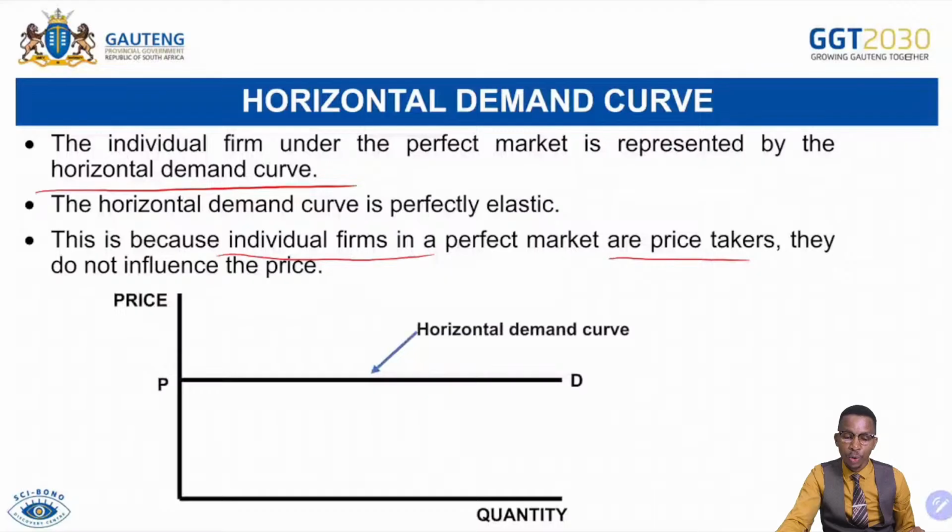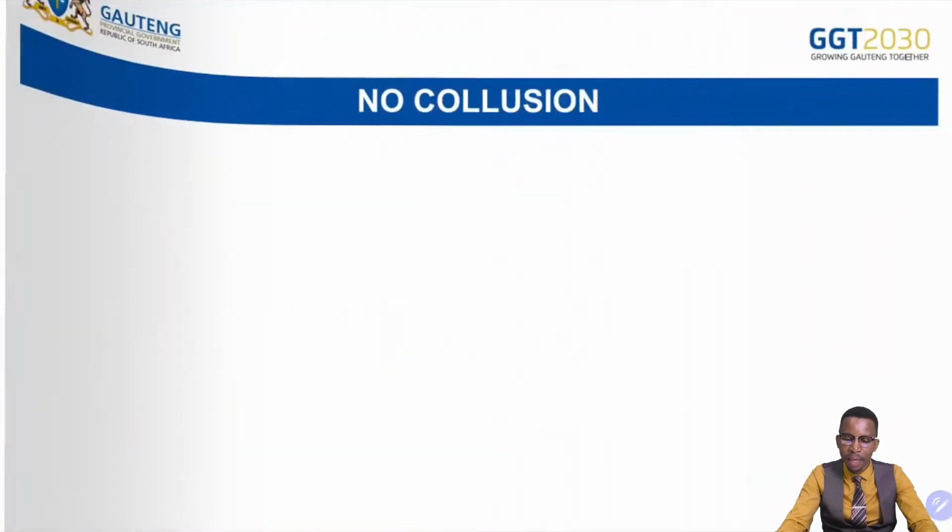Be able to draw those graphs, because the one for the perfect market is horizontal, but the one for the monopoly is downward sloping but relatively inelastic. That will be discussed in our next lesson under imperfect market.